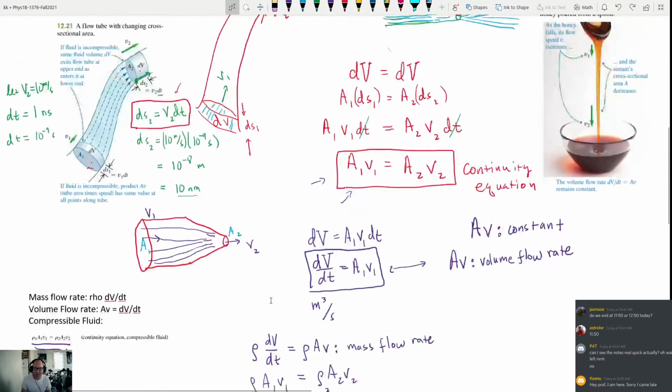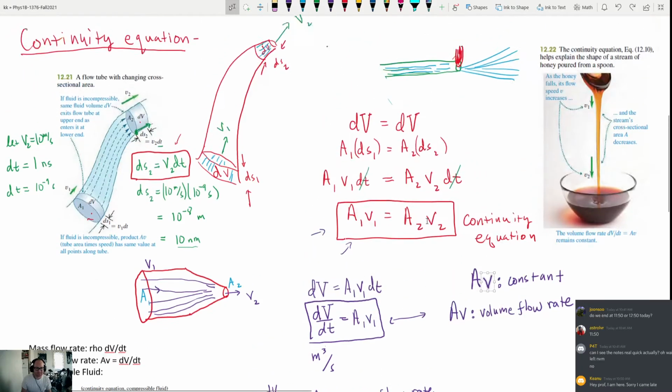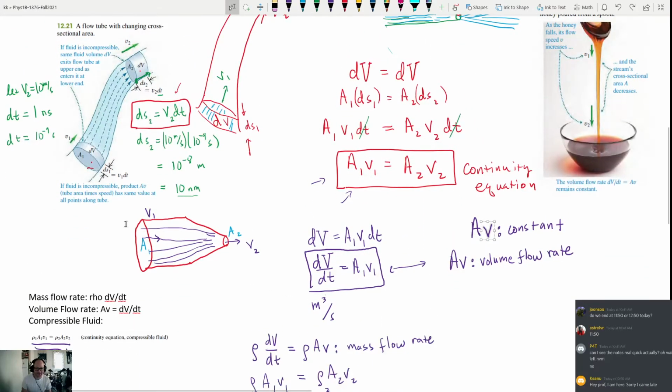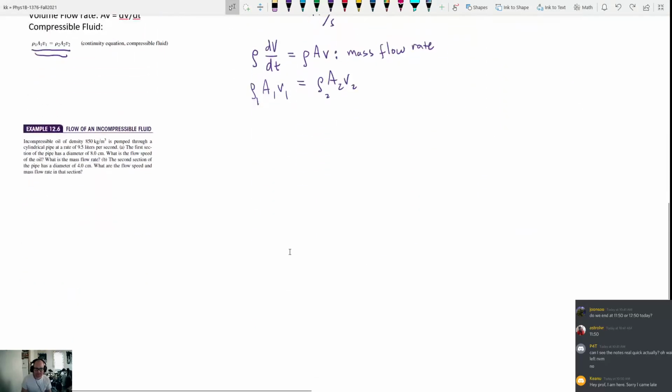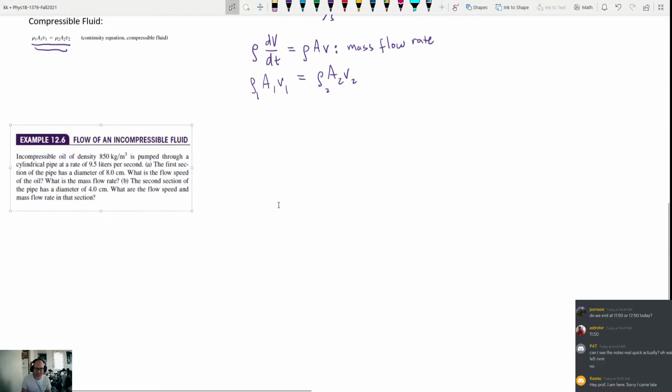Okay, so let's look at some applications of the continuity equation. The continuity equation tells us that the quantity of area times velocity is going to be a constant, which means when the area gets small, the velocity has to get big to compensate. If I have a nozzle on a hose, the water will flow faster out the smaller opening, something that you're all pretty familiar with. So let's look at this equation right here.